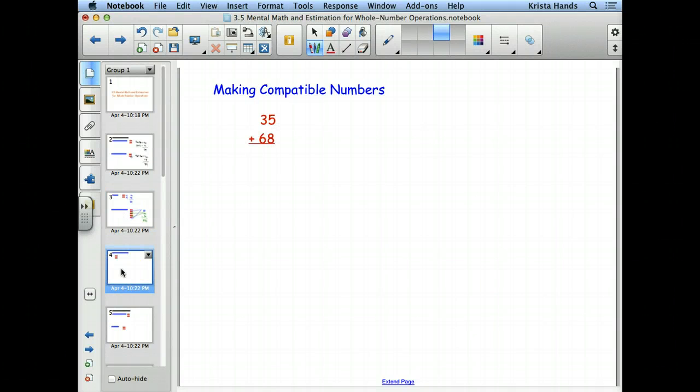All right. Now, this one, these numbers are not compatible. They do not add up to 100, right? But we can make them into numbers that are compatible. That is, we can turn them around so it actually becomes something that's easier to add. So how do we do that?